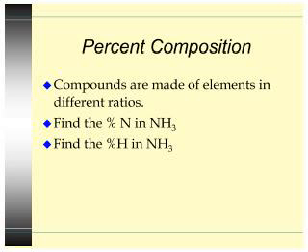Percent composition. Compounds are made of elements in different ratios. So if we want to find the percent nitrogen in NH3, remember this formula is constant. So I can choose any amount that I want, and guess what amount I choose? Always go through moles, always go through moles, always go through moles. So N in NH3, N is 14.01, and then NH3 is 14.01 plus 3.03.